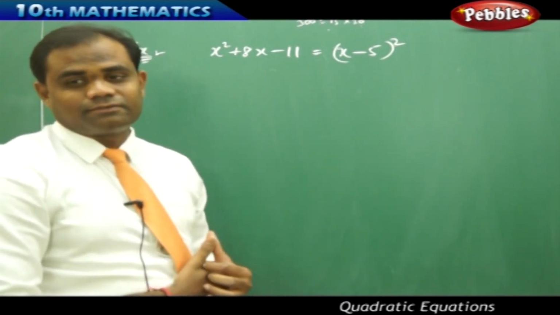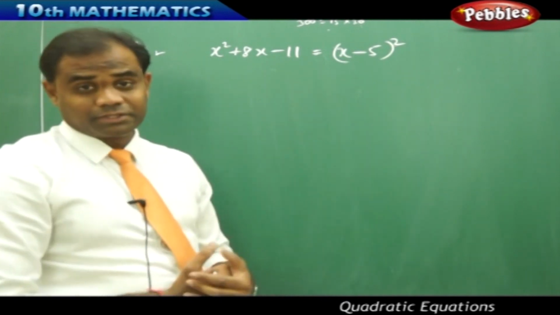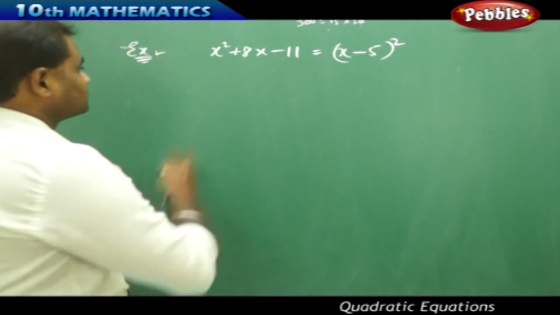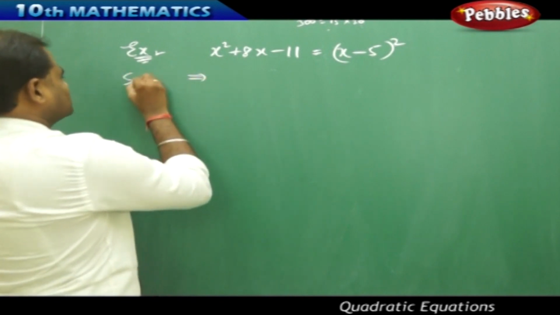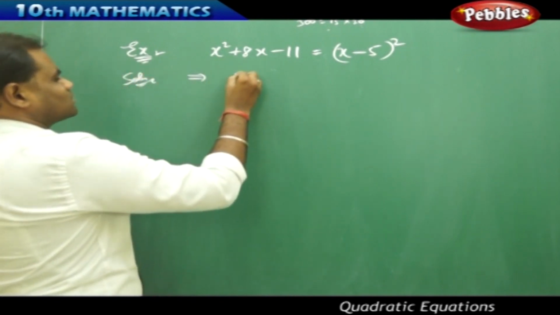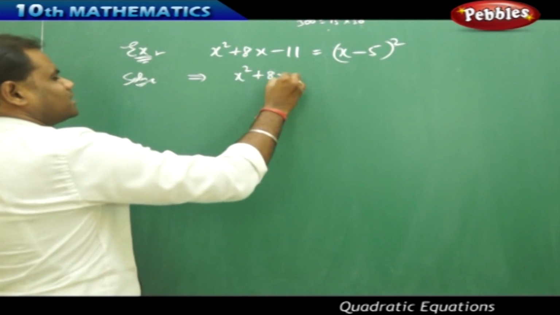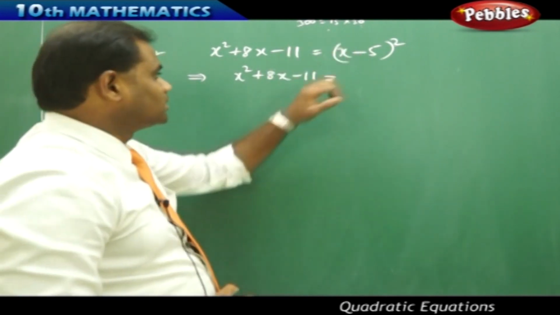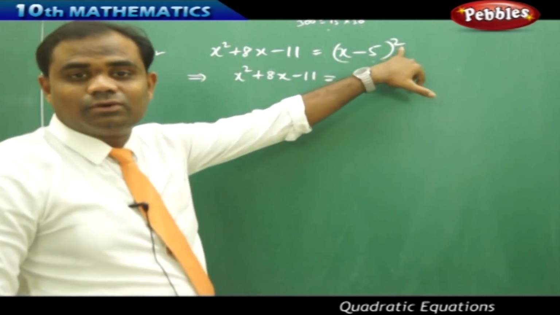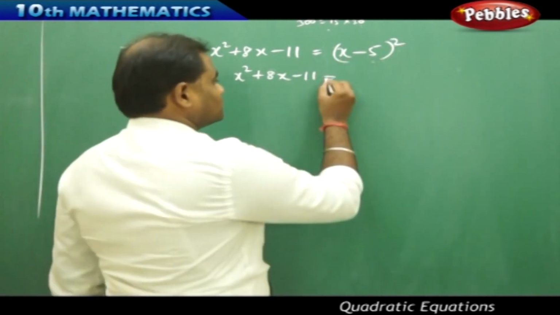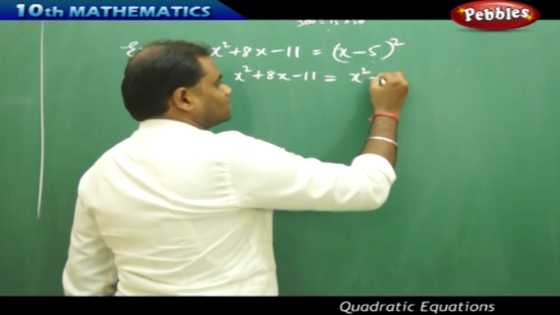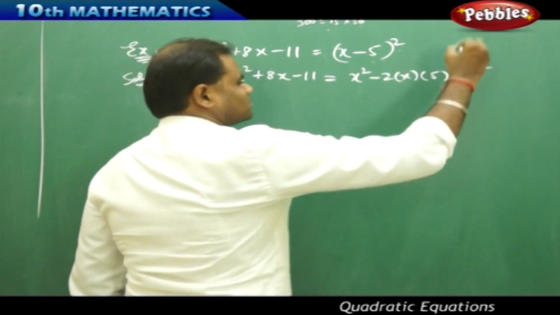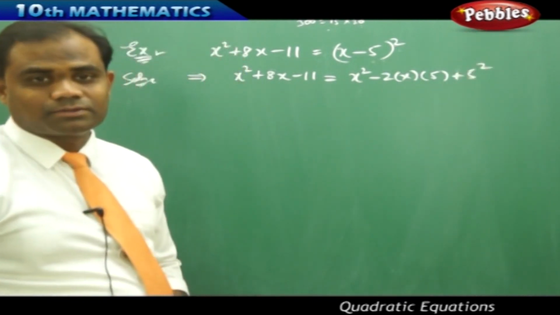Until then, I cannot justify whether the given equation is quadratic or not. So in this case, let me simplify this further so that I get x squared plus 8x minus 11 equals (x minus 5) whole squared. This is in the form of (a minus b) whole squared. Therefore, this can be reduced as a squared minus 2ab plus b squared using (a minus b) whole squared.